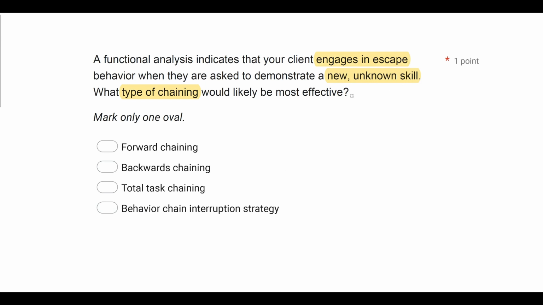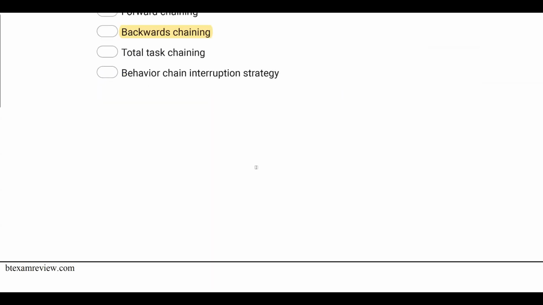So if we want to try to reduce the amount of escape and reduce the opportunity for escape, we'd likely want to try backwards chaining, where we're going to help with all of the steps and only require the client to complete that final step, and then escape as part of the reinforcement.